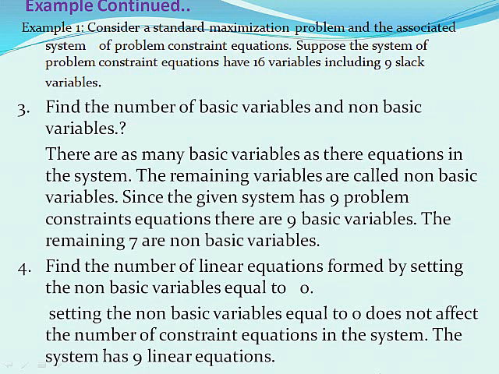Question 4. Find the number of linear equations formed by setting the non-basic variables equal to 0. Setting the non-basic variables equal to 0 does not affect the number of constraint equations in the system. The system has therefore 9 linear equations.